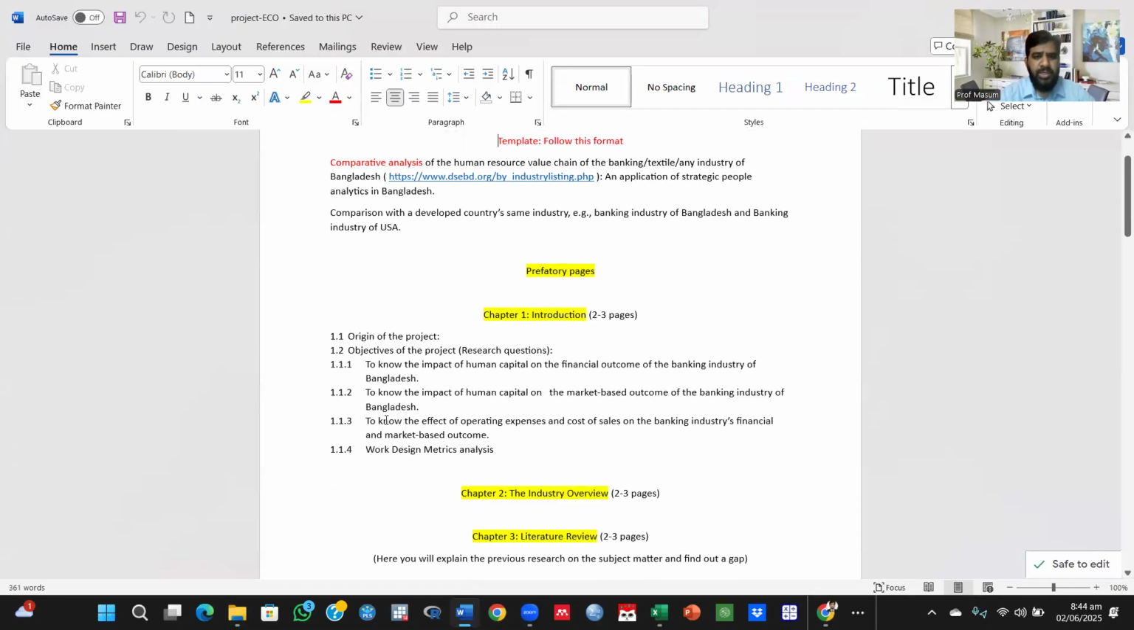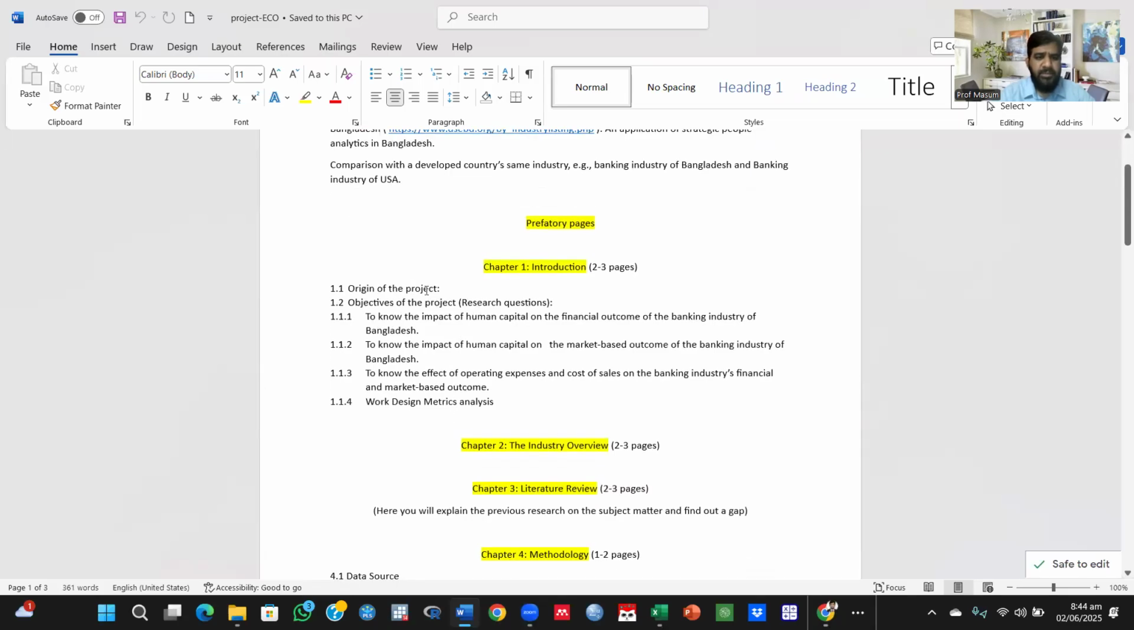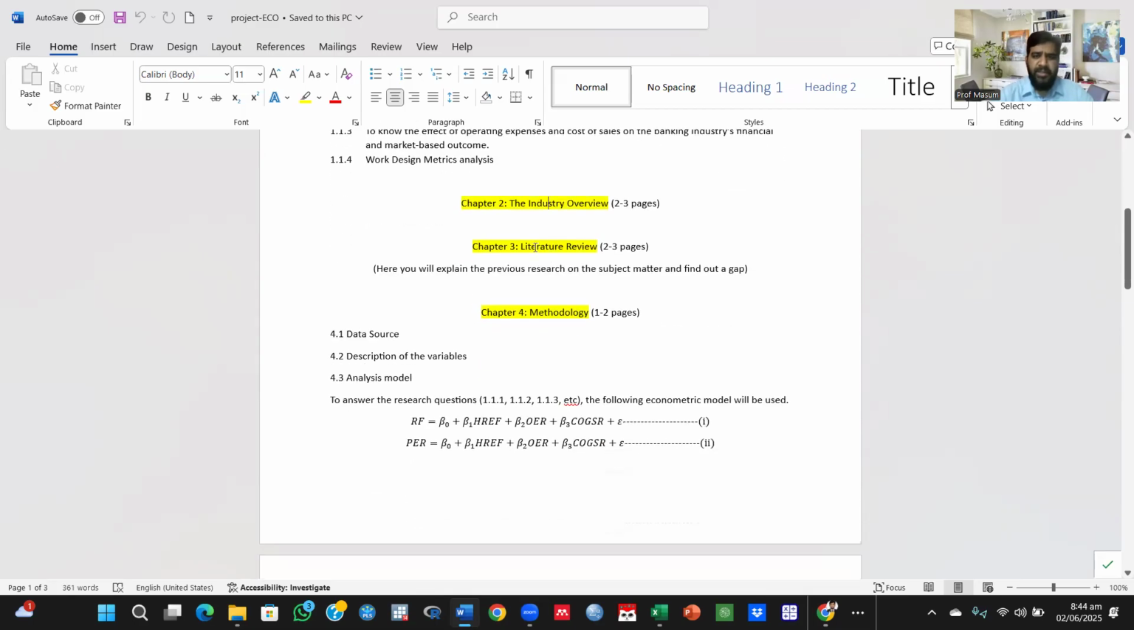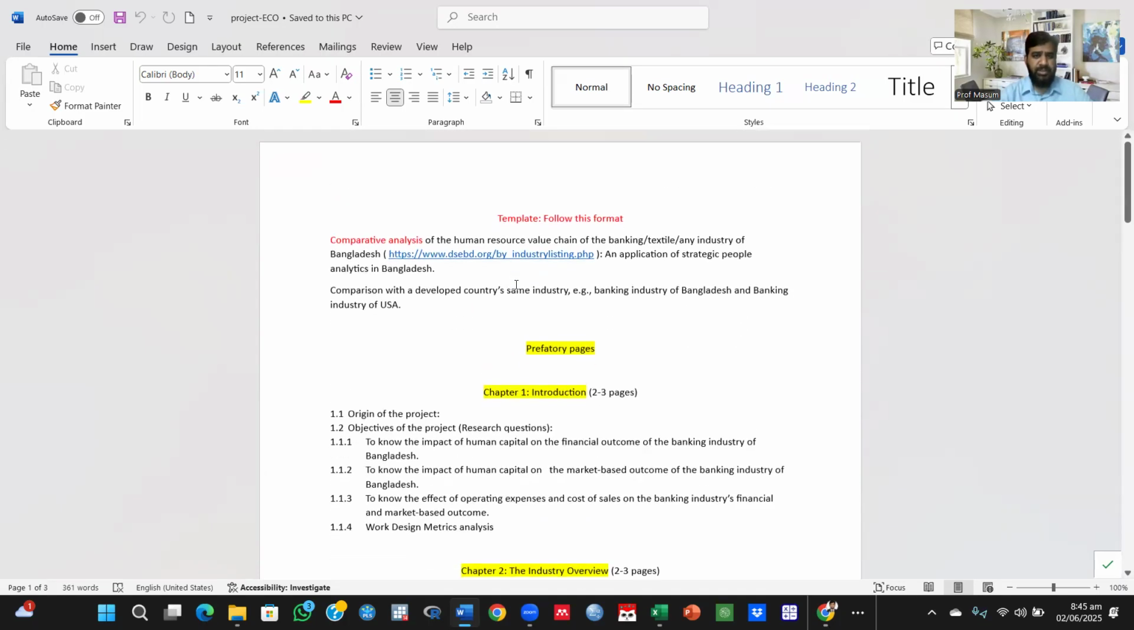In your introduction, you will write as per the format. That means you will write about the objectives of your report. In chapter 2, if you are going to write a report on a specific industry, say for example, Ispat industry, then you will give an introduction to Ispat industry. Then literature review, as you know, literature review depends on your subject matter, what you are going to write, what will be your title. And as our title is comparative analysis of human resource value chain.